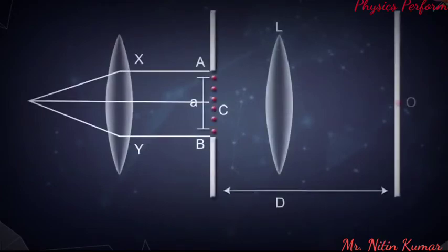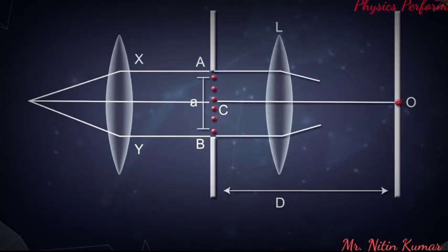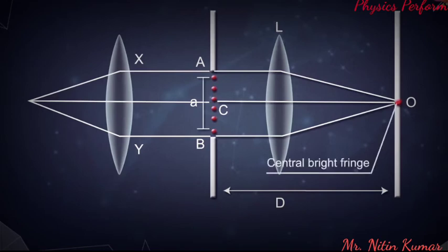Now consider a point O on the screen which lies on the perpendicular bisector of the slit. The wavelets that fall on the lens L1 parallel to CO converge on point O, since the waves from these points travel equal distances to reach point O. The phase difference between them will be zero. The waves superpose with each other and produce maximum intensity at O. This point O becomes the location of central bright fringe.